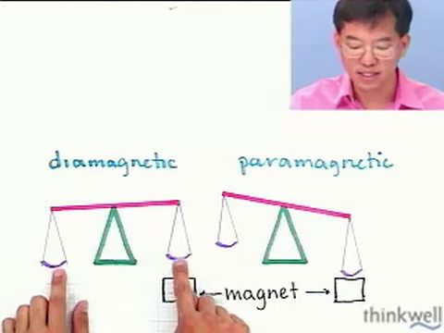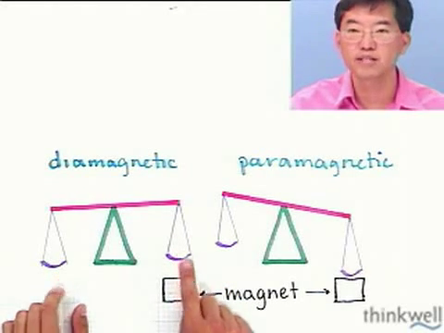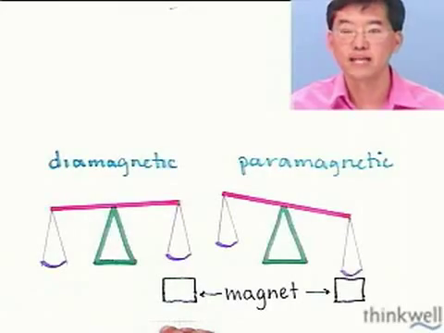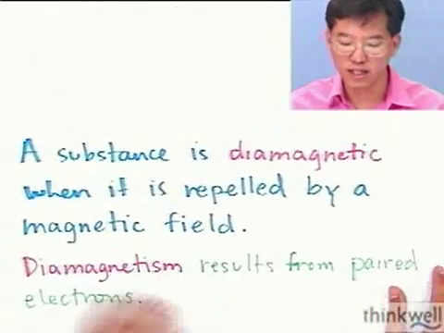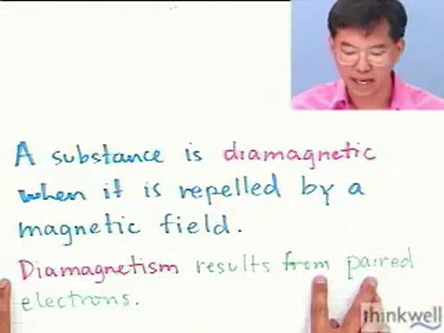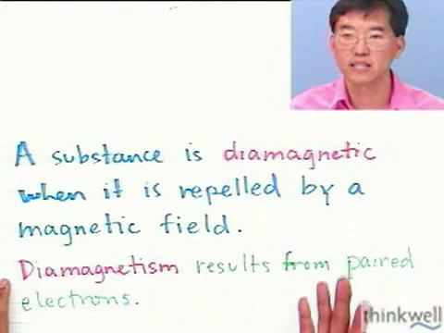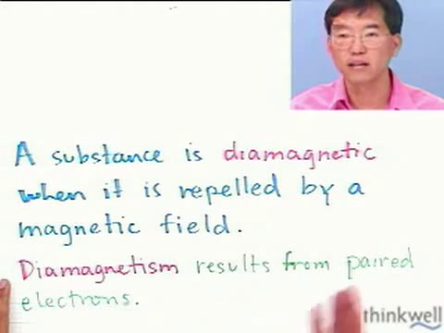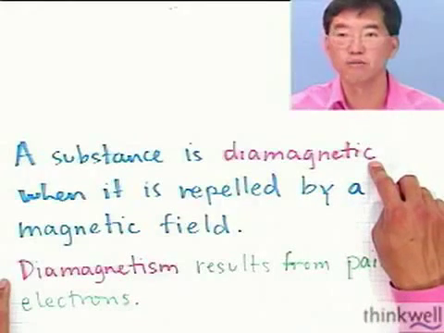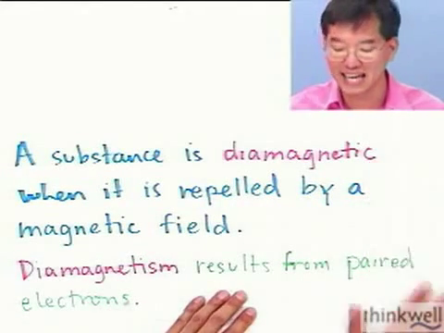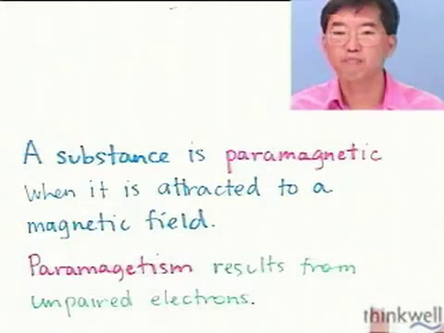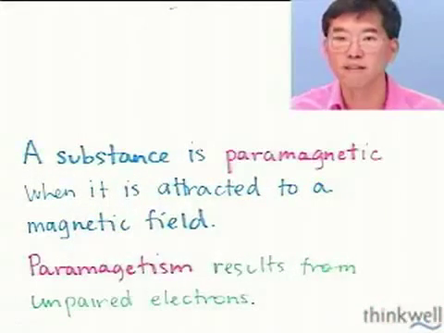If the sample tips in the direction shown, in other words, it appears to weigh less in the presence of the magnetic field, we say that the sample is diamagnetic. And furthermore, we can go so far as to say that diamagnetism results from paired electrons. So in other words, all the electrons in the sample are paired up, and when all the electrons are paired up, the sample behaves as though it were diamagnetic.